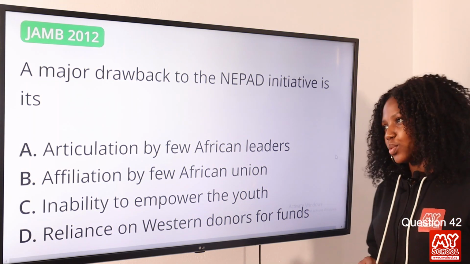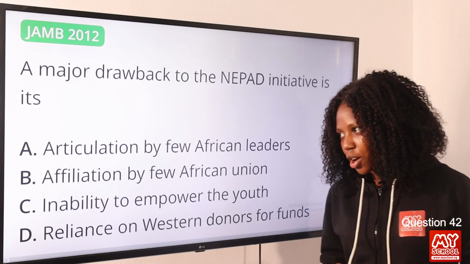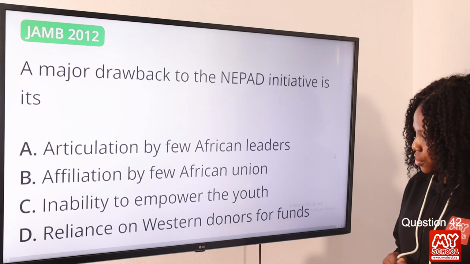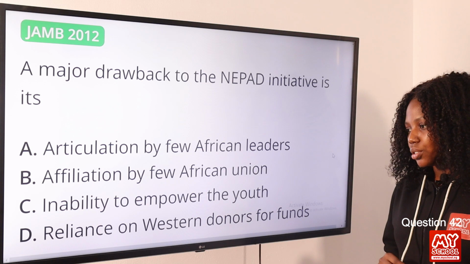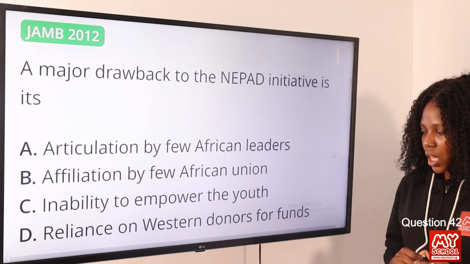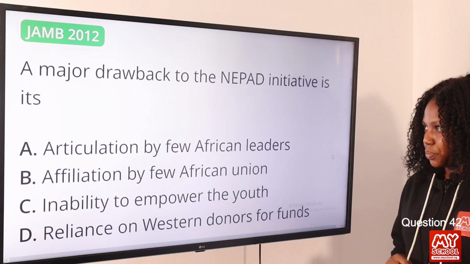Question 42. A major drawback to the NEPAD initiative is its dash. Option A, articulation by few African leaders. Option B, affiliation by few African unions. Option C, inability to empower the youth. Option D, reliance on Western donors for funds. The answer to this question is the reliance on Western donors for funds.